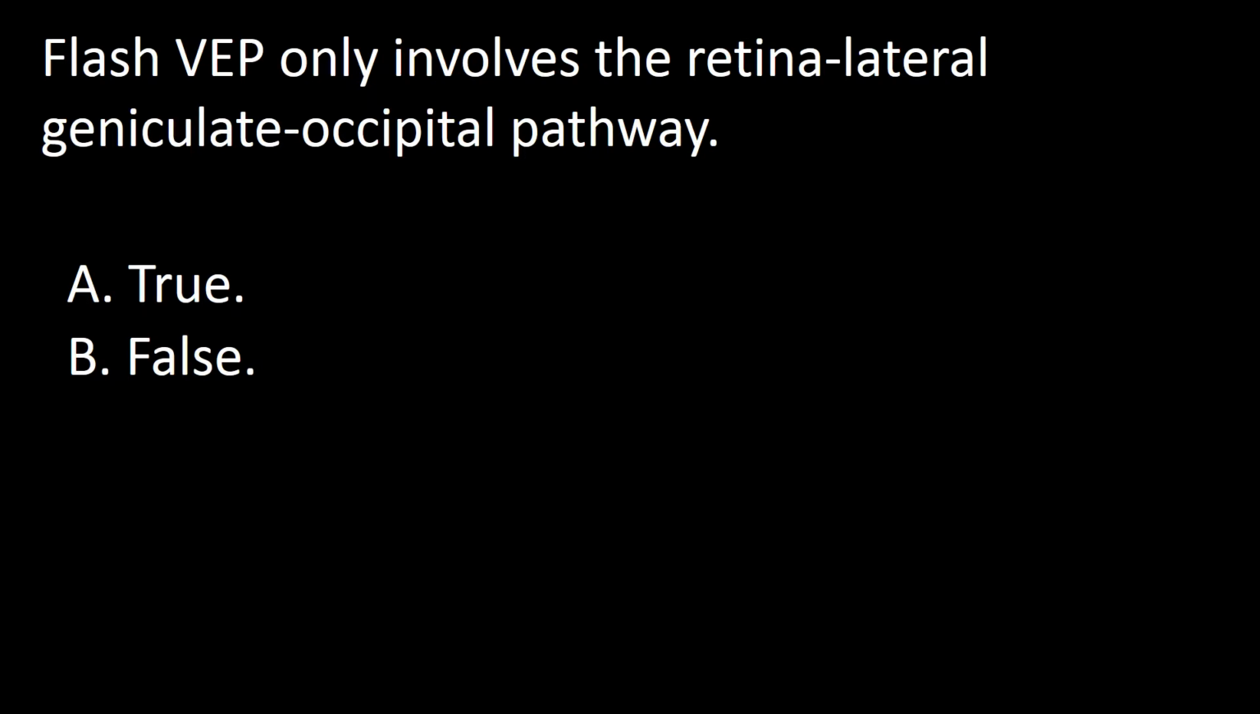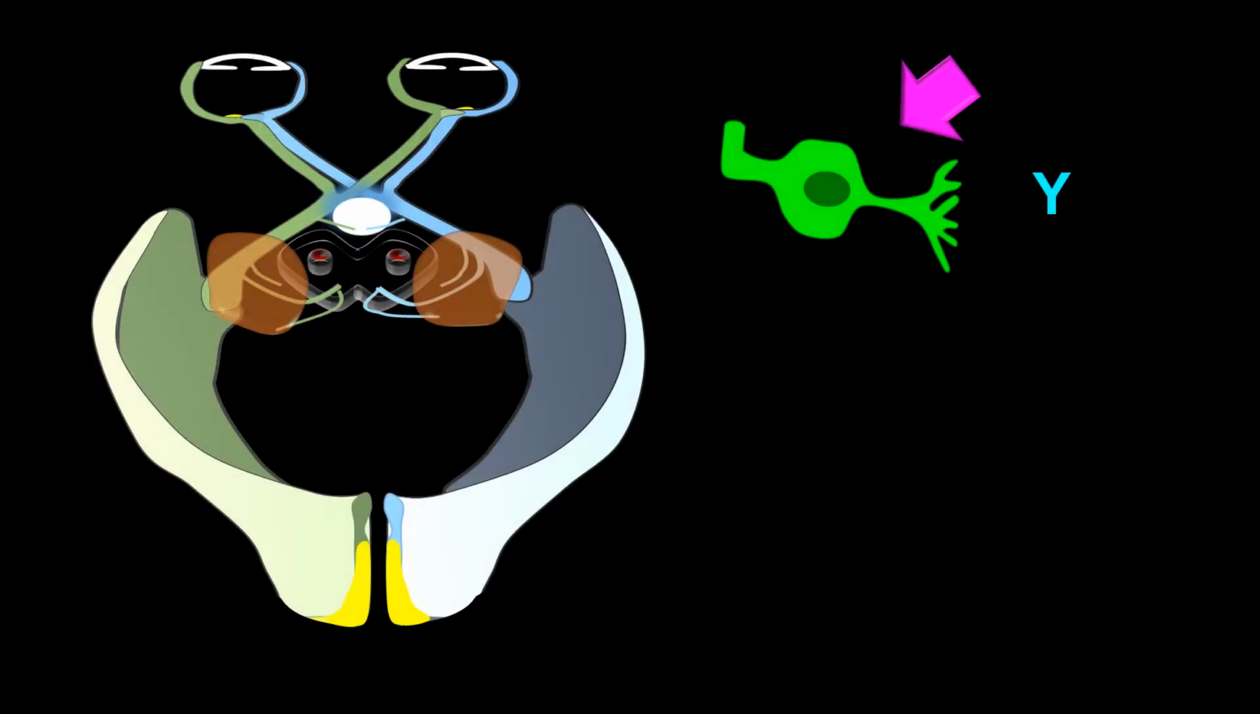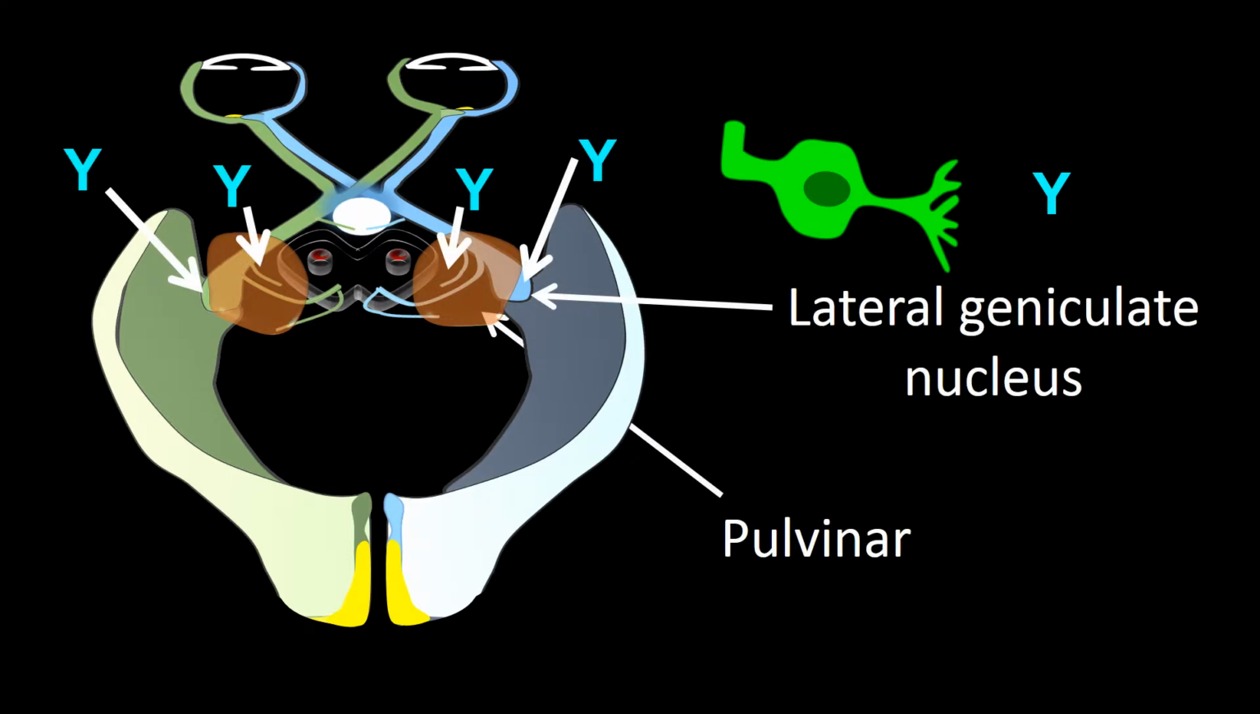The first question is, flash VEP only involves the retinal lateral geniculate occipital pathway. A, true. B, false. Flash VEPs are probably generated primarily by white ganglion cells activation. The axons of these ganglion cells end up in the pulvinar and lateral geniculate nuclei.